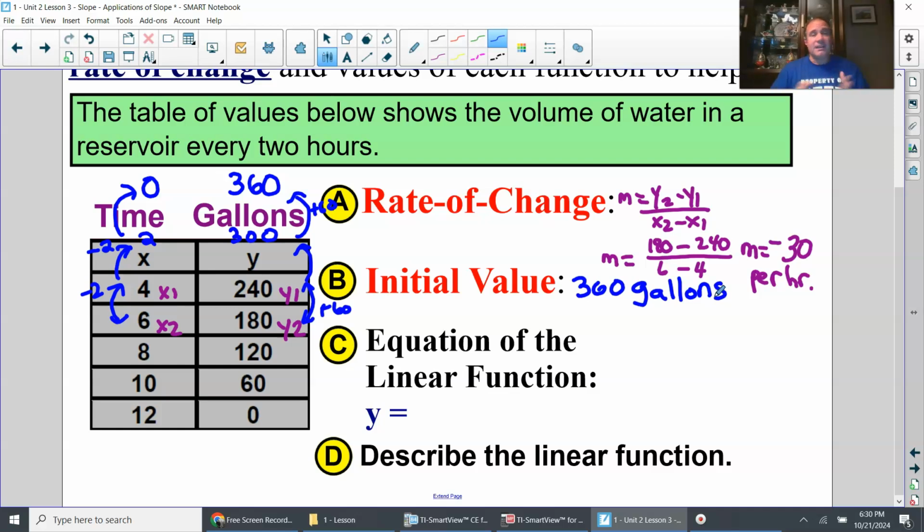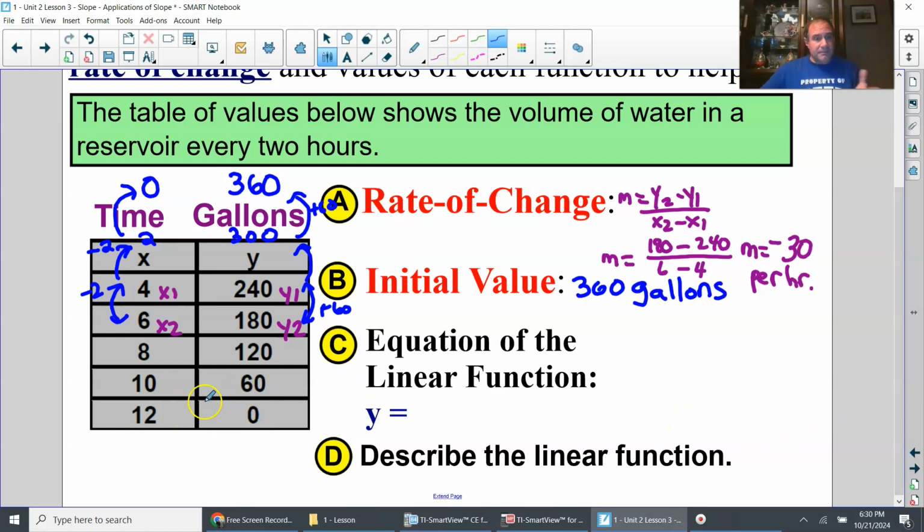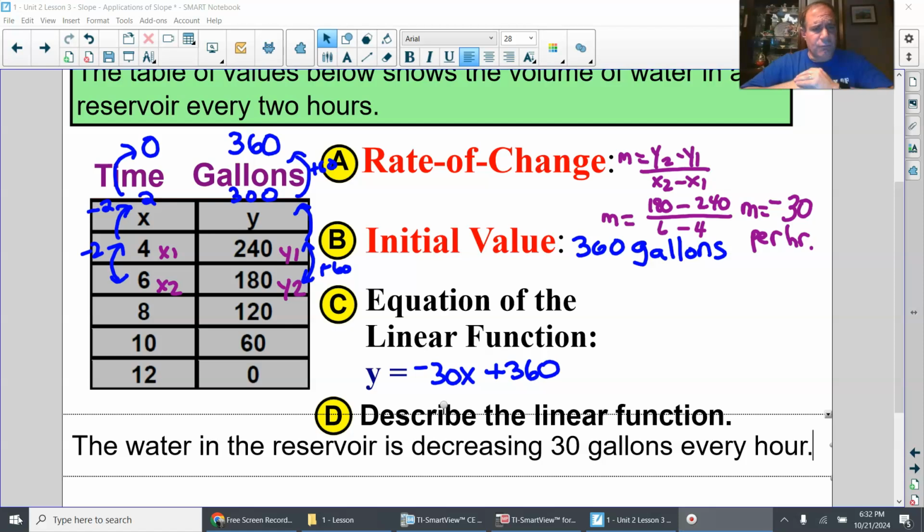All right. If the x isn't 0, like down here, a lot of people are saying, okay, the 12, 0, that's the y-intercept. No, that's the x-intercept. The x has to be 0 for the other number to be the y-intercept. So we have a rate of change of negative 30, so y equals negative 30x plus 360. And that's basically how I would say it. The water in the reservoir is decreasing 30 gallons every hour.